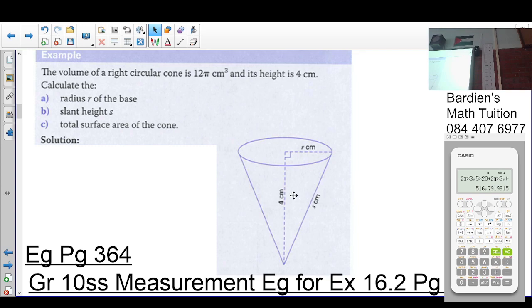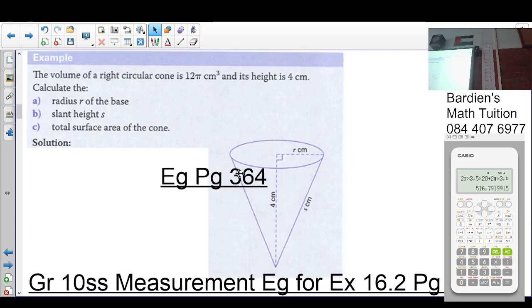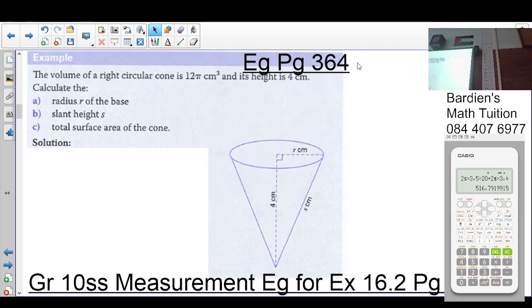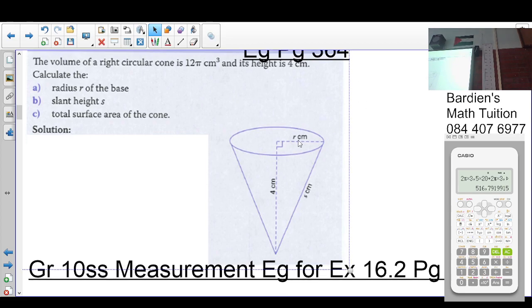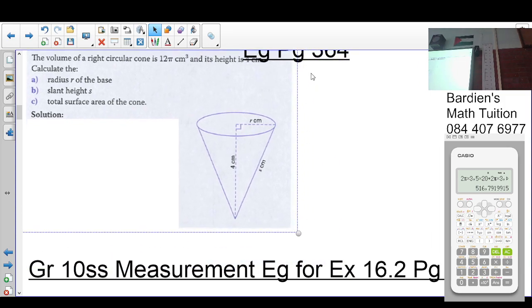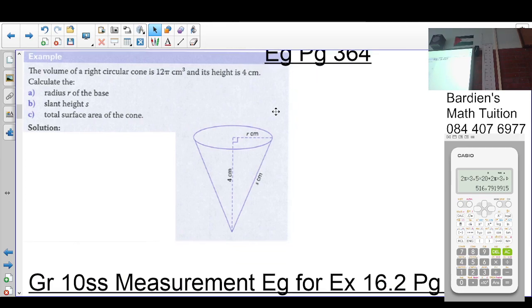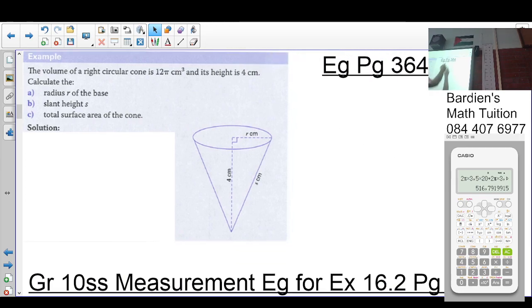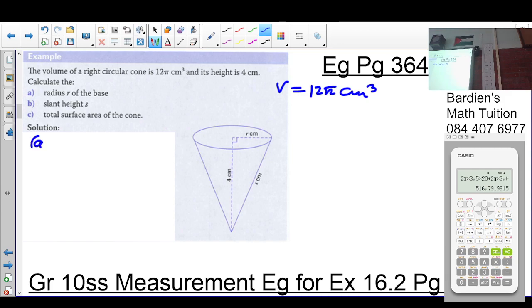Okay, people, it says here, and this is on page 360, the volume of the right circular cone is 12 pi centimeters cubed, and the height is 4 centimeters. Calculate the radius of the base.